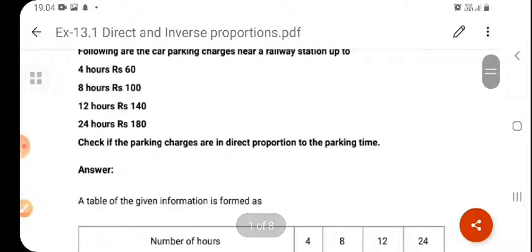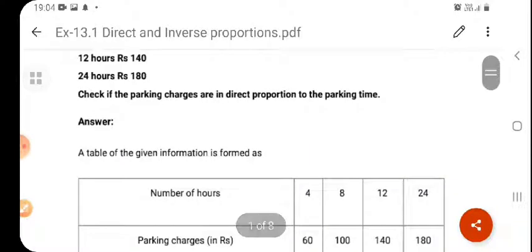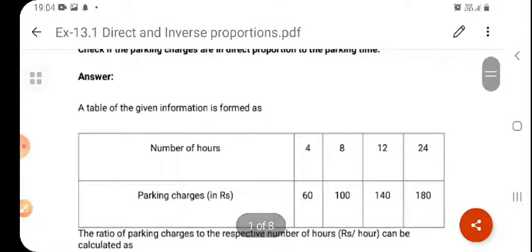Okay, so what we have to do is to make a table for the number of hours and the parking charges. We have written here the number of hours in one row, 4, 8, 12 and 24, and the parking charges in the second row: 60, 100, 140 and 180.